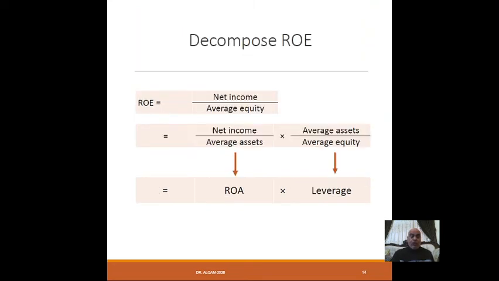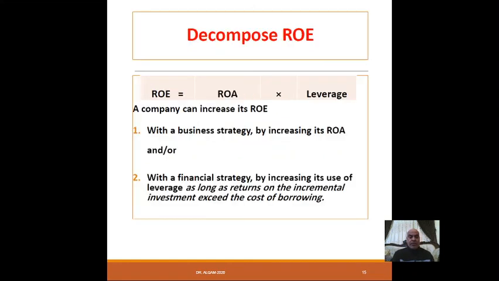So if we ignore the interest expense effect, we can combine return on assets and return on common equity by using: return on common equity equals return on assets multiplied by leverage. What do we mean by leverage? Average assets over average equity.